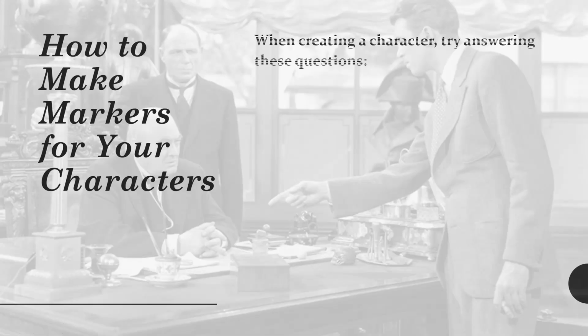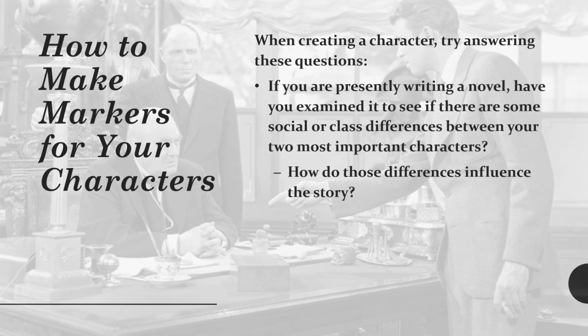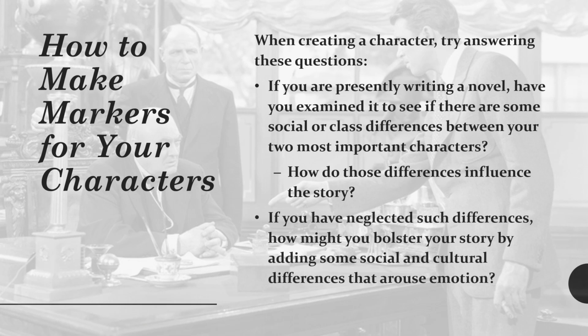So how do you make markers for your characters? If you're presently writing a novel, have you examined it to see if there are some social or class differences between your two most important characters? How do those differences influence your story? If you've neglected such differences, how might you bolster your story or make it stronger by adding some social and cultural differences that arouse emotion? How can you put your characters in different classes? That gives them different status and a different way to relate to each other.